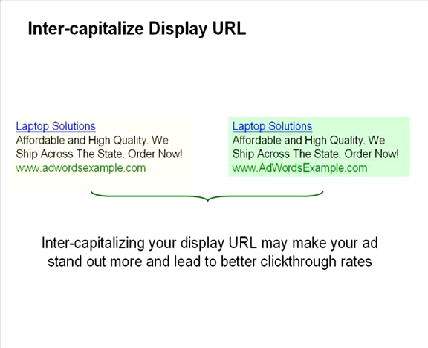Another little-known fact about writing AdWords ads is that if you intercapitalize the display URL, that's the last line of ad text in your ad, it can actually make a big difference. Let's look at these 2 examples. In the first ad, you'll see AdWordsExample.com in all lowercase. Compare that with the example on the other side with uppercase. Here you can clearly see the different words, and it stands out much more. So intercapitalizing your display URL can actually lead to better click-through rates for your ads.